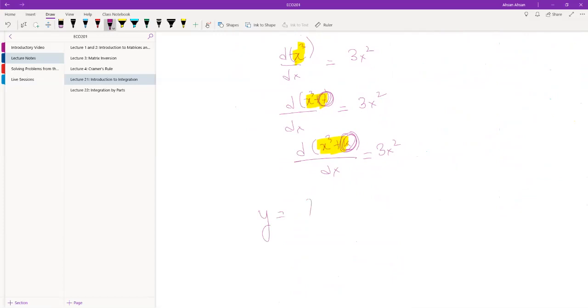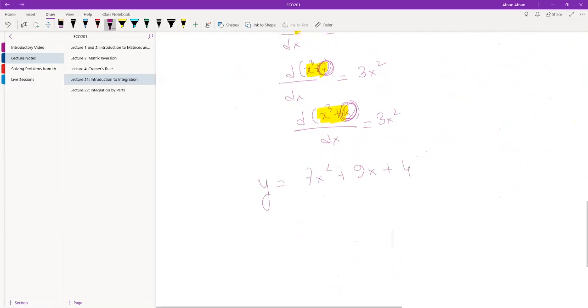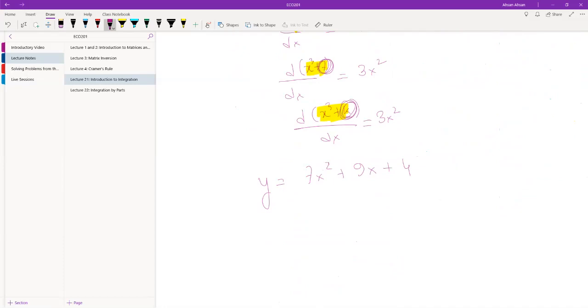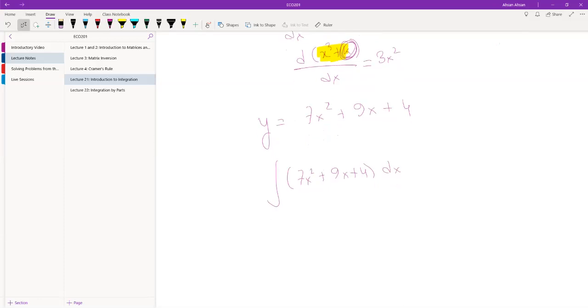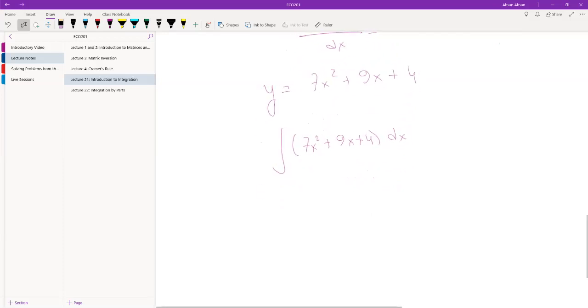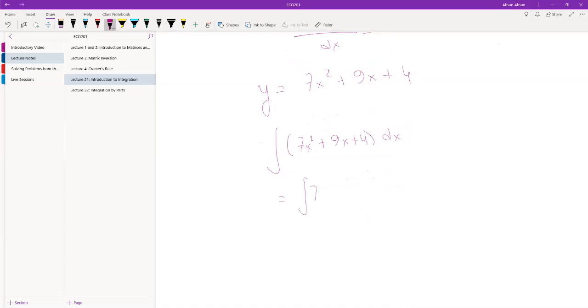So 7x squared plus 9x plus 4. So we have this, and we want to integrate this. So integration of 7x squared plus 9x plus 4, and we're integrating this with respect to x. Right? Now we can separate them just like we can in differentiation. So we can integrate this, plus we can integrate this, plus we can integrate this for dx.